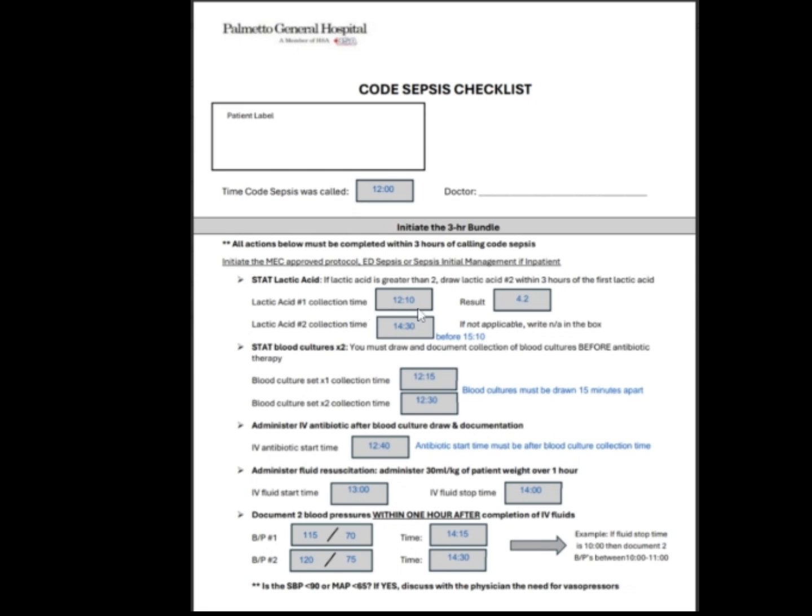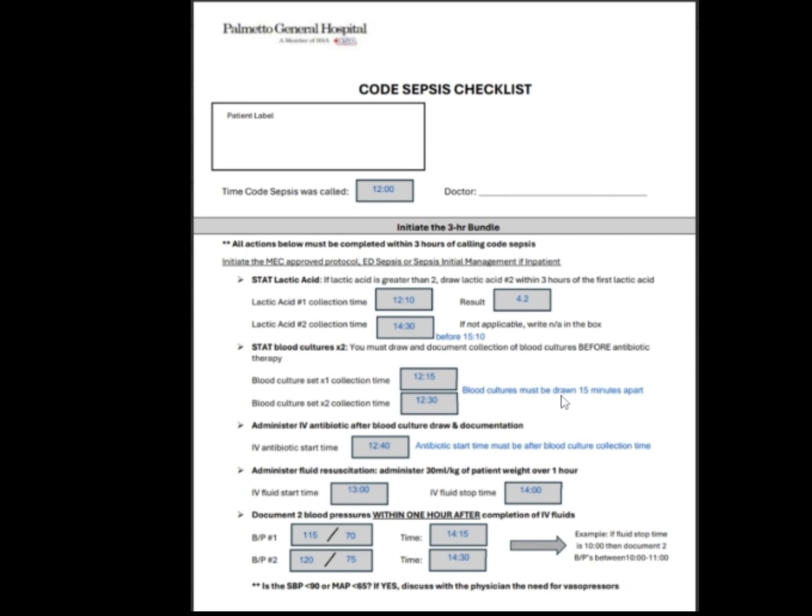Number 1, lactic acid collection time. I give an example of collecting the lactic acid at 12:10. If the result is greater than 2, I must have a repeat lactic acid within the 3 hours of the code sepsis. So, because the first lactic acid was drawn at 12:10, I must have it before 15:10. Here you will see the example that the repeat lactic acid was drawn at 14:30, which puts us good in the window.